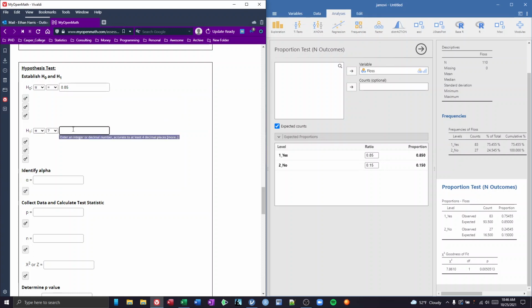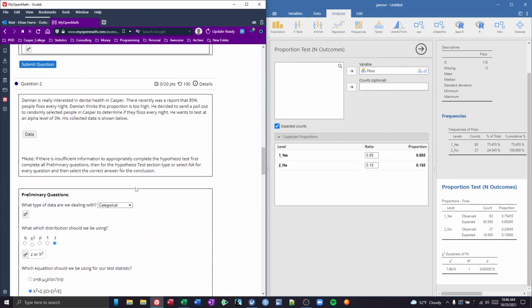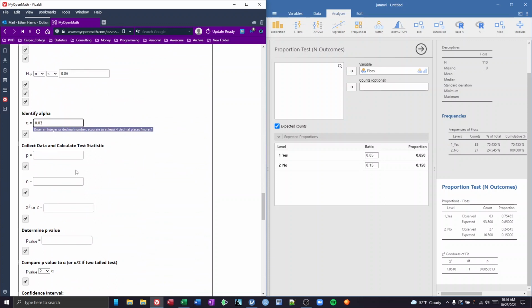And we thought that that was actually too high. So we think that this 0.5 is actually too big. We think that the true proportion is less than that. The alpha that we set up was 3%, and that was given to us in the problem right here. And then we need to calculate some test statistics and some p-value stuff.